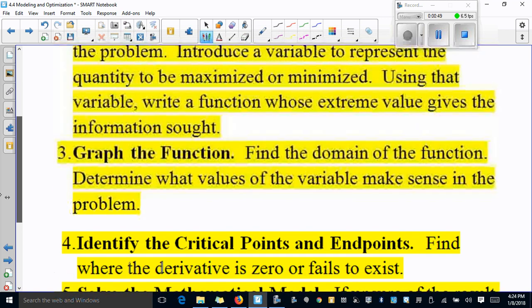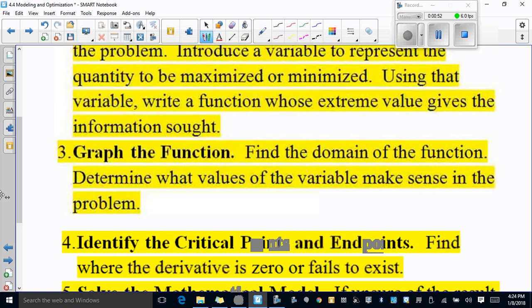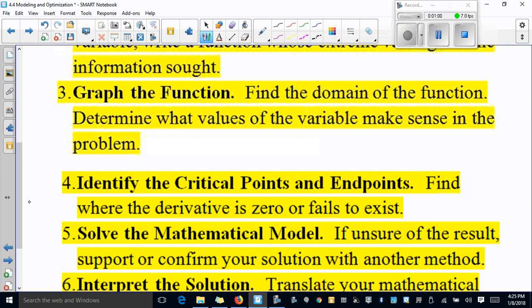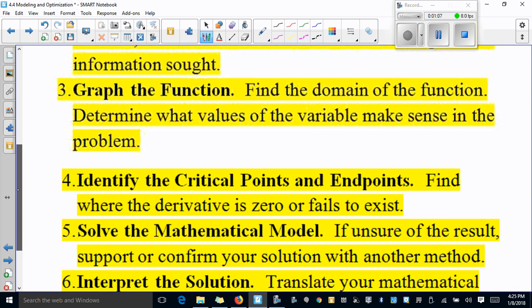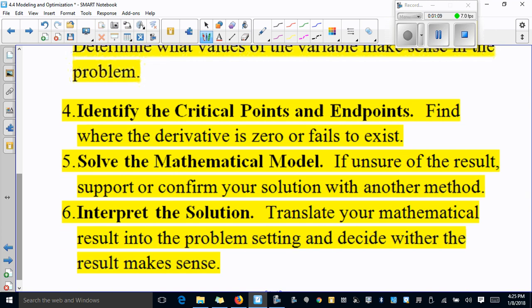Graph it, find the domain of the function. It's important to know basically what values you can use. Identify the critical points and endpoints. Don't forget to use endpoints. And find where the derivative is 0 or fails to exist. Solve the problem and then interpret it. In the AP test, you will need to be able to interpret your findings.